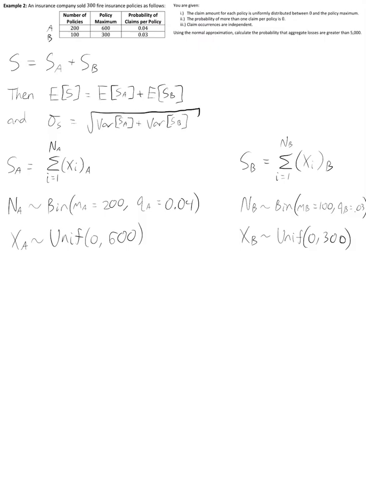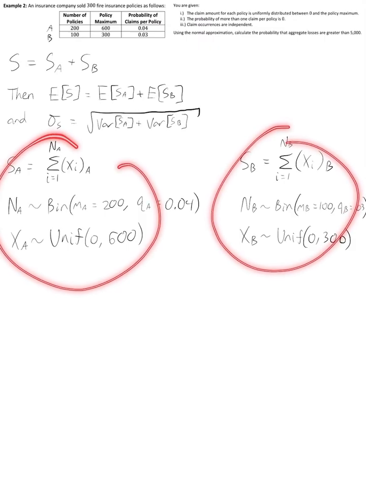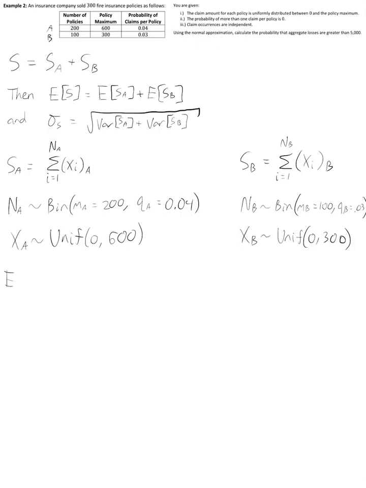So with that, since we're defining this under the collective risk model, we can go ahead and use what we have for that, which is that the expected value of S sub A is just the expected value of the frequency of A times the expected severity of A. The expected value of a binomial is just 200 times 0.04, and the expected value of a uniform from 0 to 600 is just the midpoint, which is 300. And that comes out to 2,400.